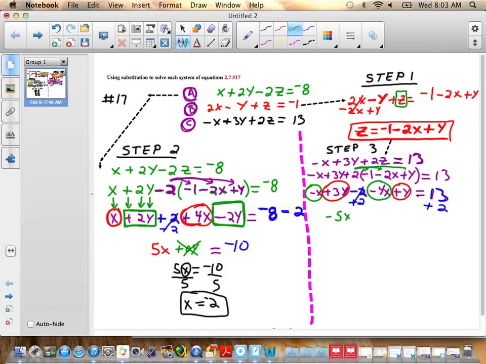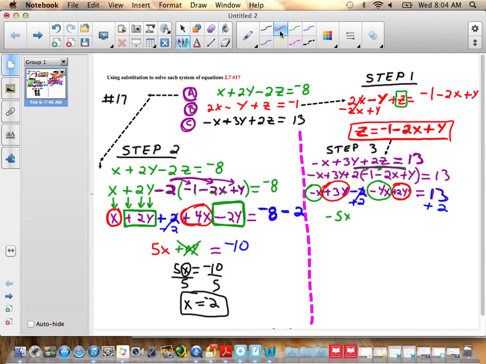And then I'm going to combine my positive 3y and my positive y. Oh, I need to back up. When I put this together, it's 2 times y, so that should actually be a positive 2y. Let me rewrite that. Let me clean that up a little bit. Plus 2y. Okay, so back where we're at.